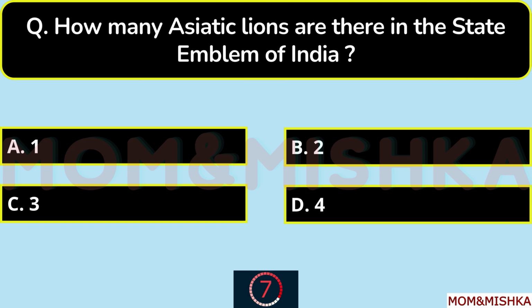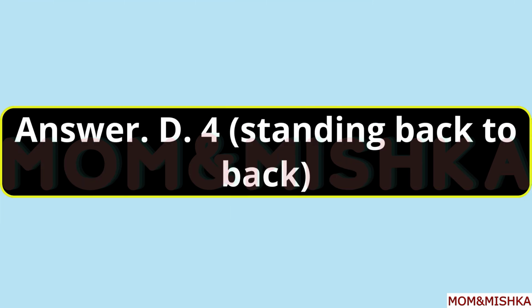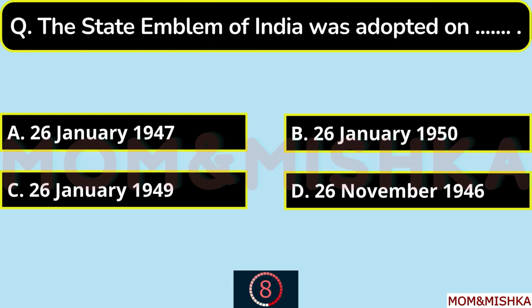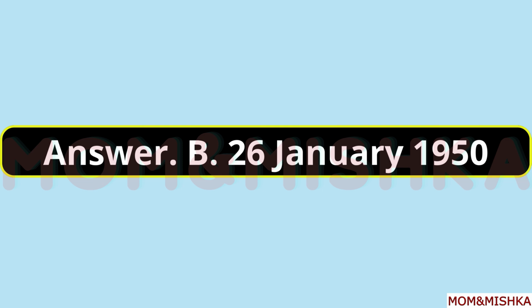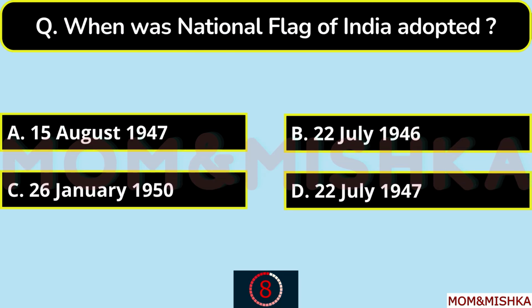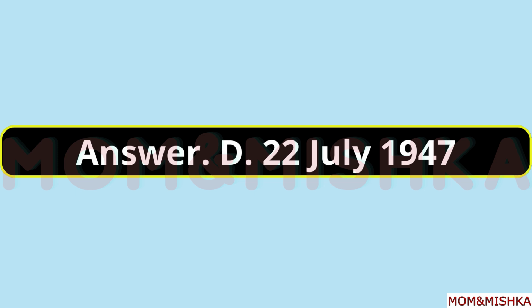How many Asiatic lions are there in the state emblem of India? Four Asiatic lions standing back to back. Option D. The state emblem of India was adopted on blank. On 26 January 1950. Option B. When was the National Flag of India adopted? On 22nd July 1947. Option D.